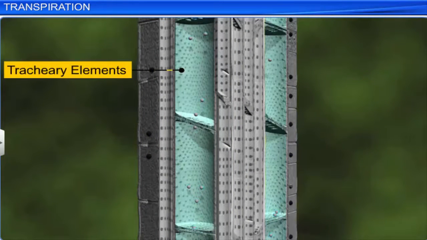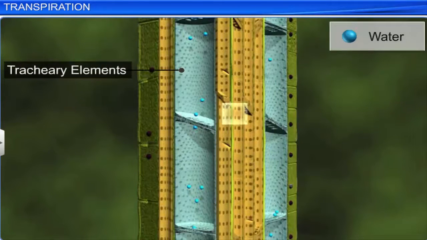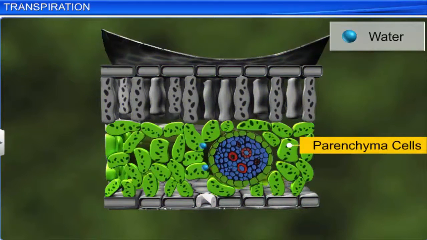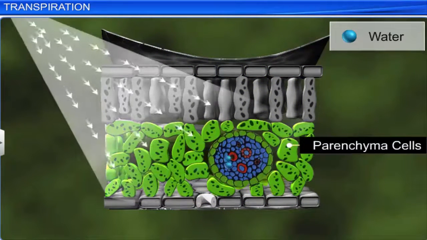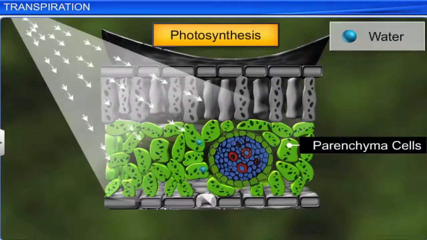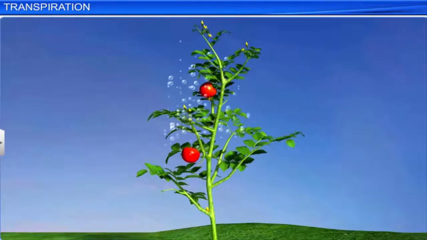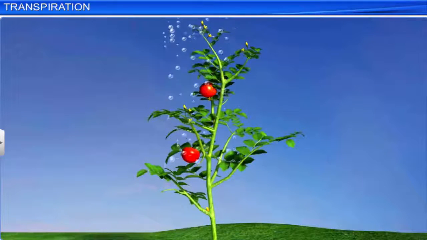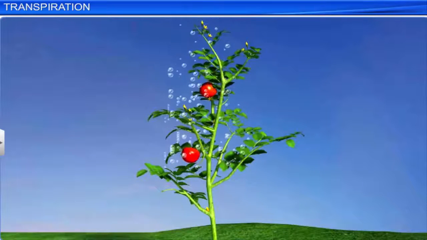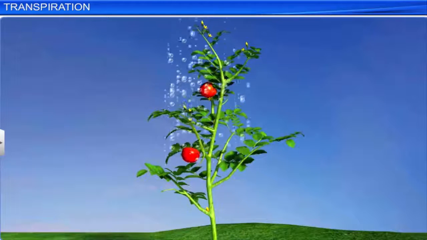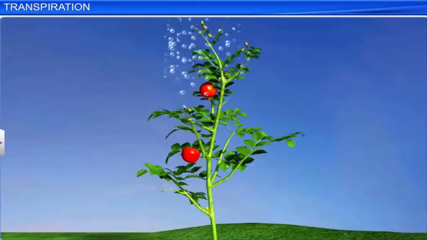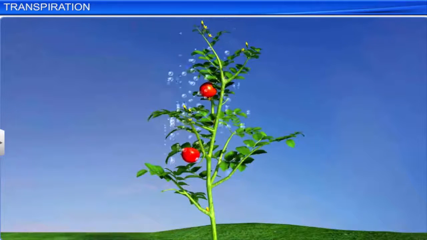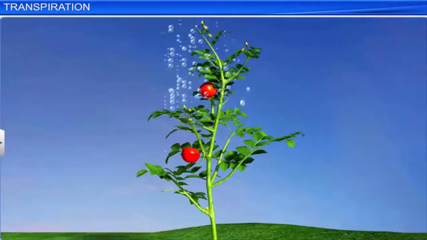This water transported by xylem vessels needs to be moved into the parenchyma cells of leaves, where it is needed for photosynthesis. While water evaporates through stomata during transpiration, a thin film of water appears over the cells, which pulls water, molecule by molecule, into the leaf from the xylem. This transport is helped by the water potential gradient.